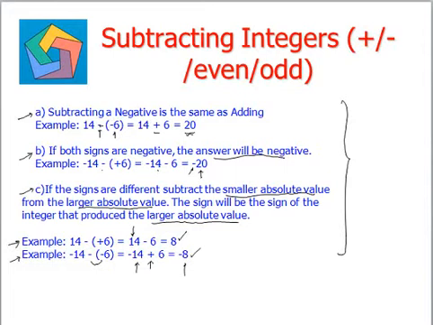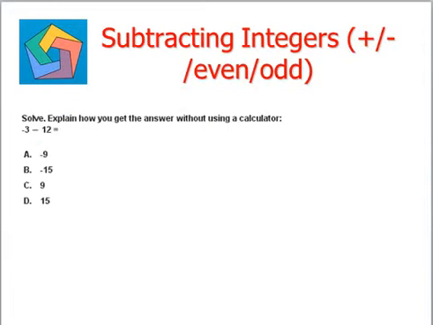The first one says, solve, explain how you get the answer without using a calculator. We have negative 3 minus 12. We saw that when the two signs were the same, that is, the negatives were there, the answer was negative and we added the two numbers. So 3 plus 12 is 15. Negative 15 is the answer. Can we see it in option B? Let's try the next question.